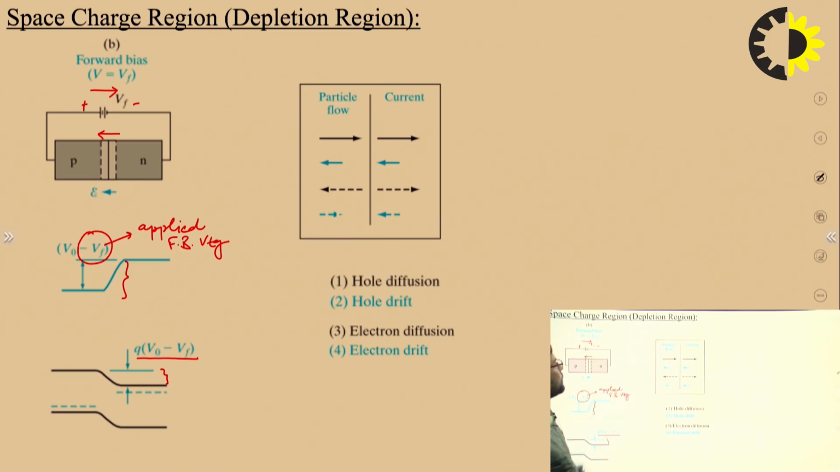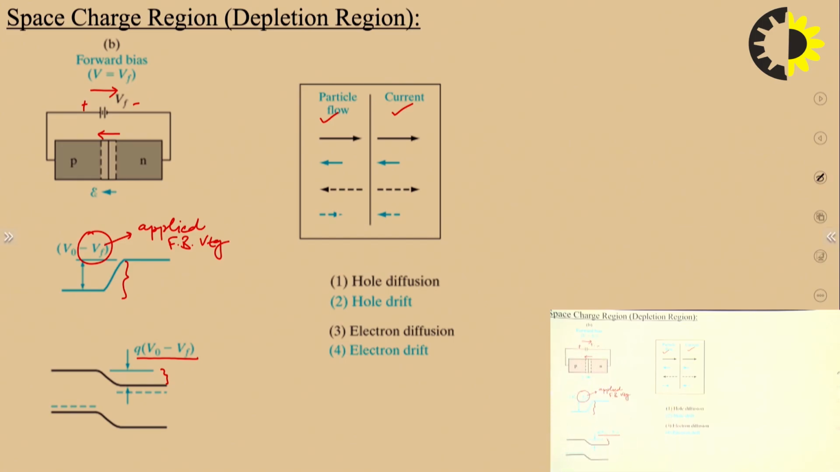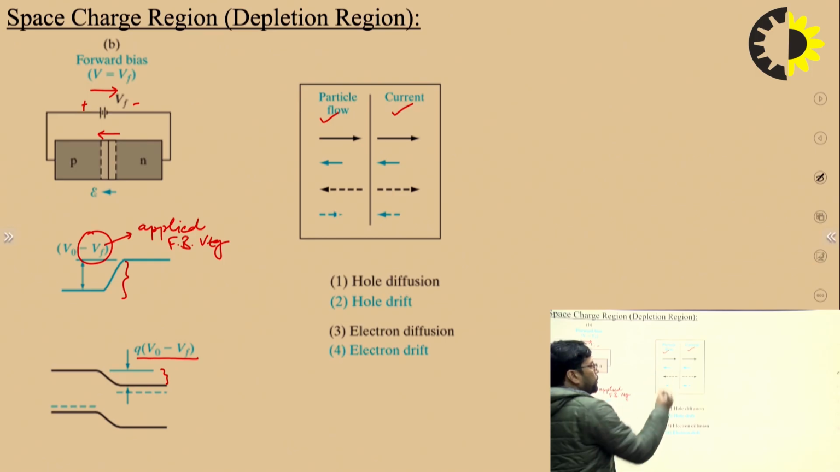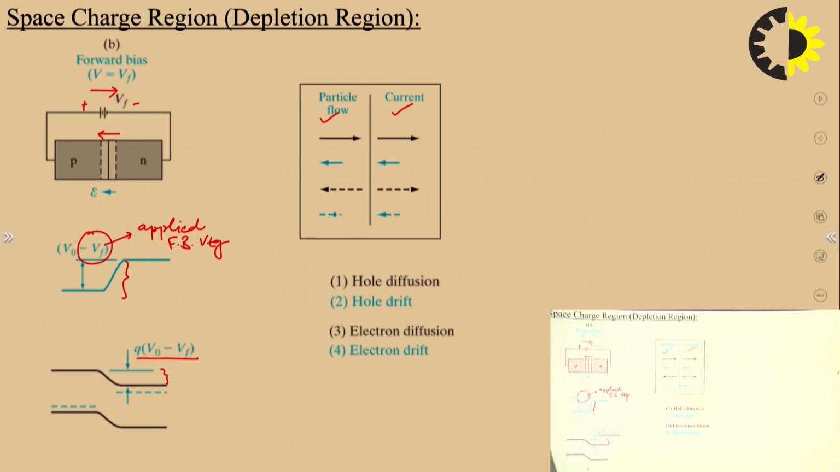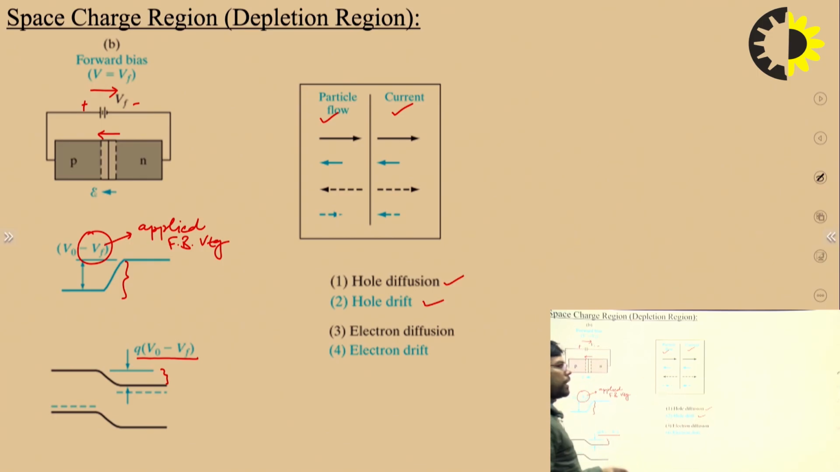So this is the carrier flow, particle flow, or we can say the majority and minority carriers flow direction, and this is the current direction we have. You can see here the intensity of the arrow. A bigger arrow shows higher intensity, and a smaller arrow shows lower intensity. So the hole diffusion intensity is higher compared to the hole drift intensity. The direction will be the same as we have studied in the last slide.